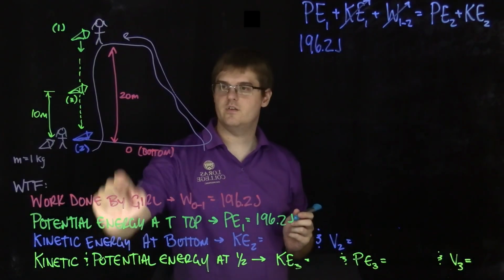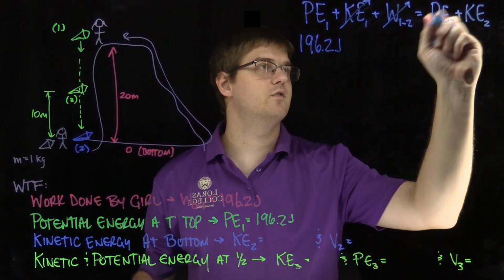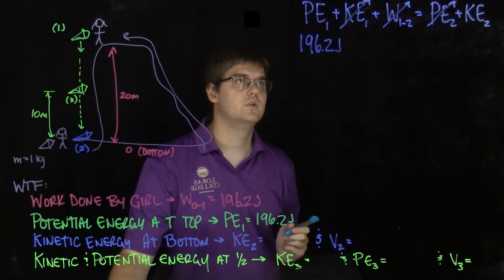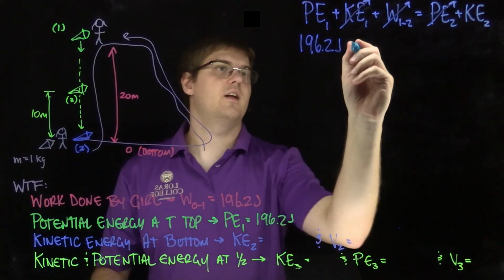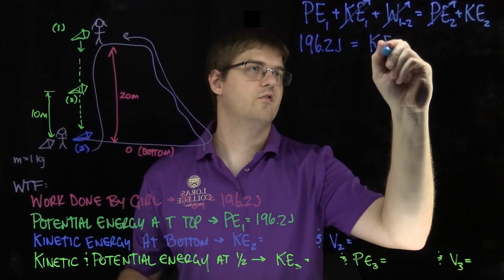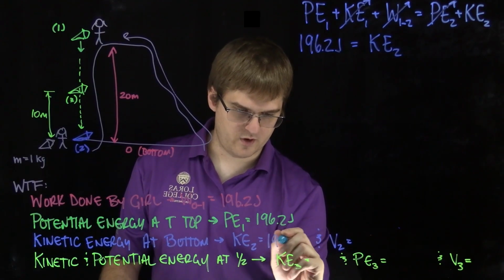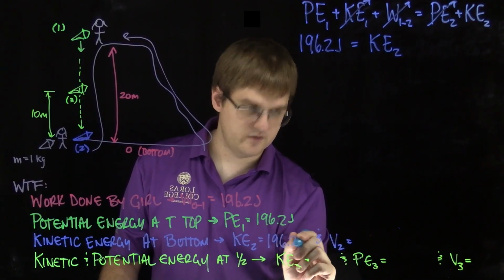Potential energy at 2, we're back on the ground. Height is 0. Potential energy at 2 is 0. And that leaves kinetic energy 2, which is what we're trying to solve for. Hopefully at this point we're not surprising anyone by saying it is exactly the same.